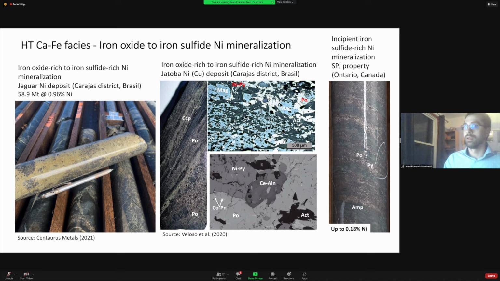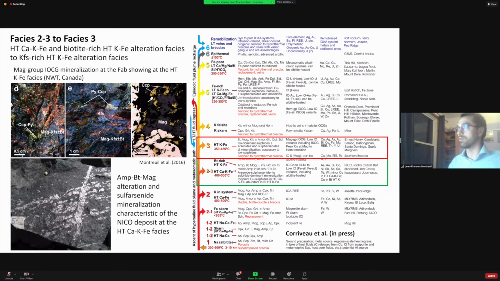Moving in the evolution of the system, temperature is progressively decreasing at this stage, and now we're moving into the first ingress of potassium within the metasomatic iron and alkali calcic alteration system. So we're having the transitional facies between two entries, which is the calcium potassium iron, transitioning to biotite rich potassium iron, and then to potassium iron alteration facies. The high temperature potassic iron alteration facies, which is the third one, is also the first one where we start to see a significant copper enrichment and the first formation of IOCG mineralization within these hydrothermal systems.